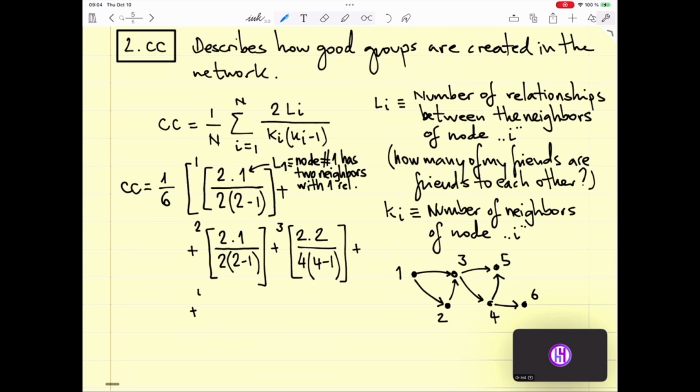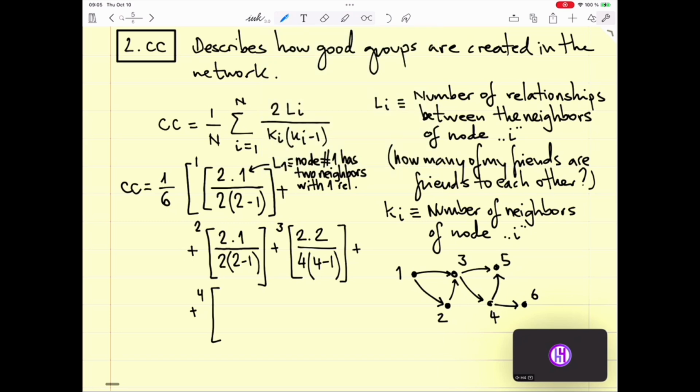For node number 4, I have 3 neighbors. Sorry, I didn't get why you said they had 2 relationships, because the number was 2. Number 3 has 1, 2, 3, 4 neighbors. And these 4 neighbors have 2 relationships between each other: 1 to 2 and 5 to 4. No more. Okay? That's why this is a 2. Make sense? Yeah?